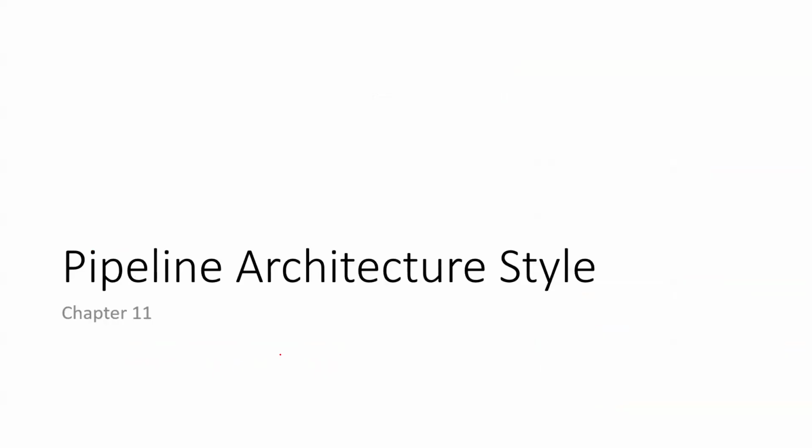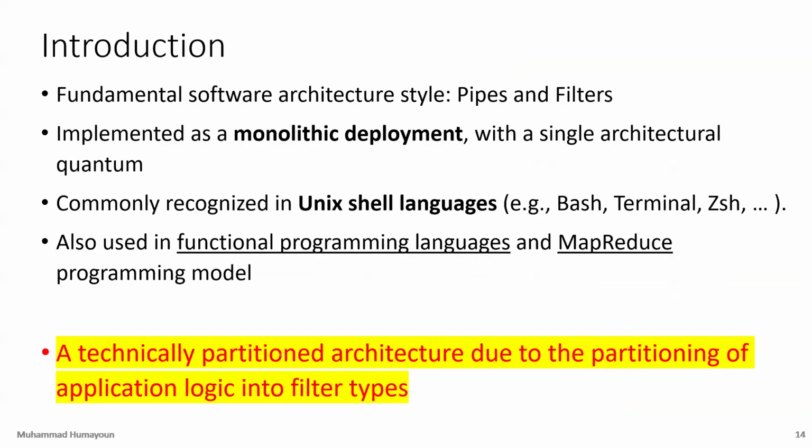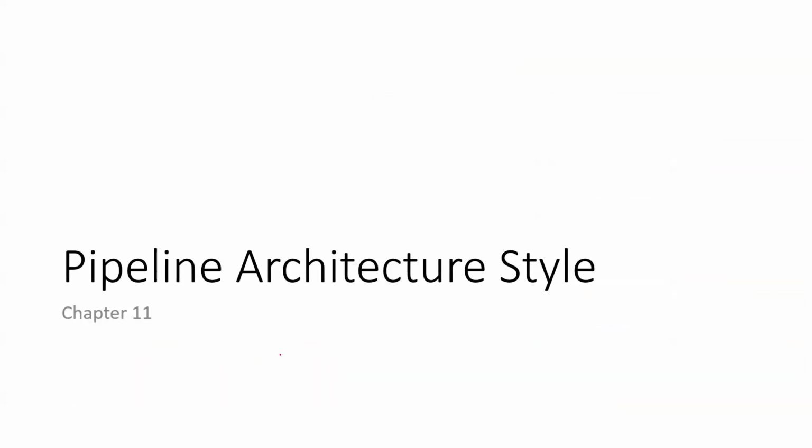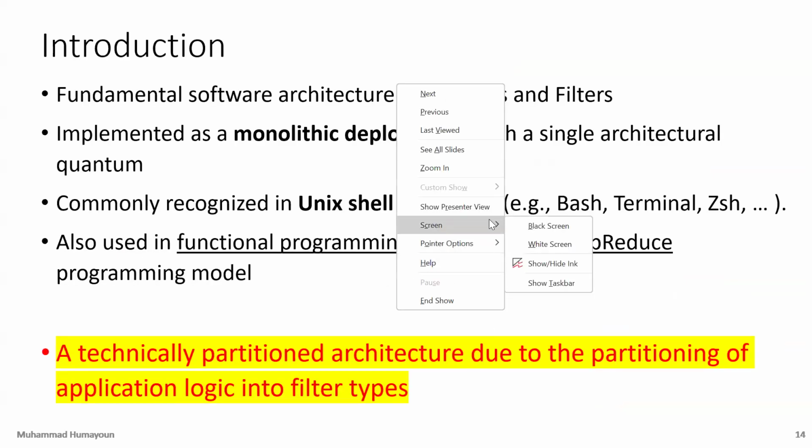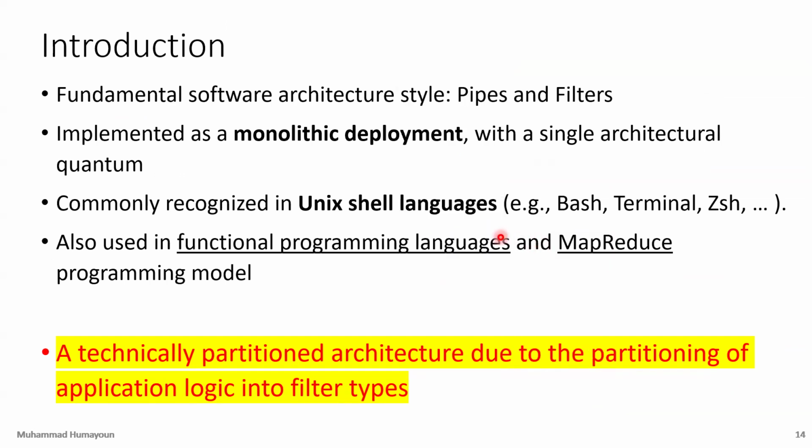The second architectural style is called the pipeline architectural style. This is discussed in chapter number 11, and it is a very famous, widely used architectural style. It is a fundamental software architectural style. It is also called pipe and filters or pipeline architectural style. It is also a monolithic architectural style.